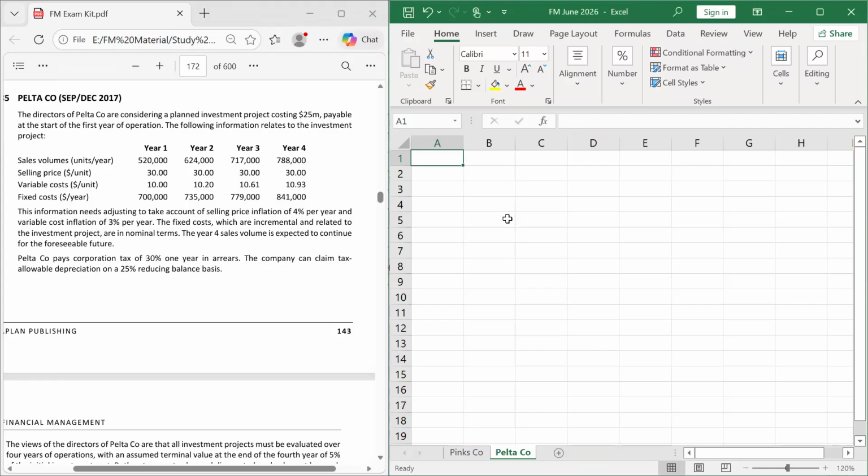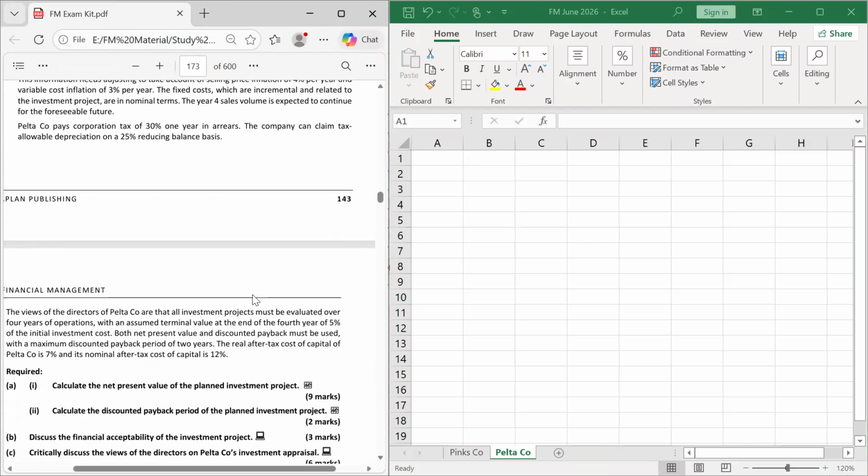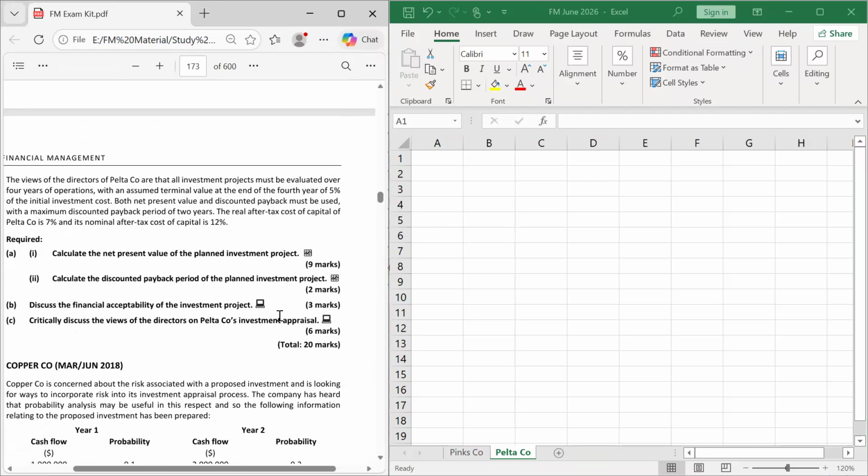The question that we are going to practice in today's class is Pelta Company, and it is a past paper from September-December 2017 session. So let's start. Let's first see what is the requirement. Requirement A is calculate the NPV of the planned investment project. So you have to calculate the NPV of the project.